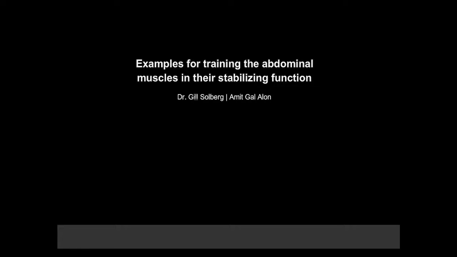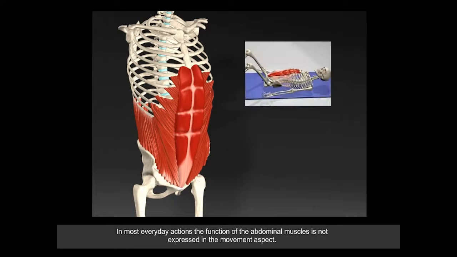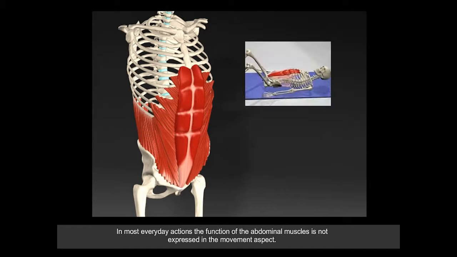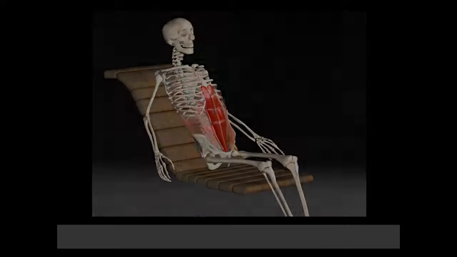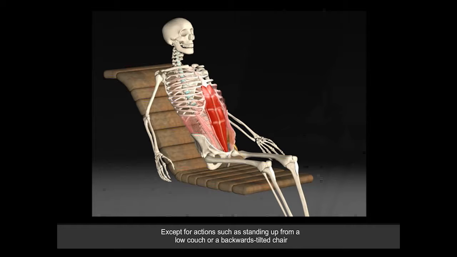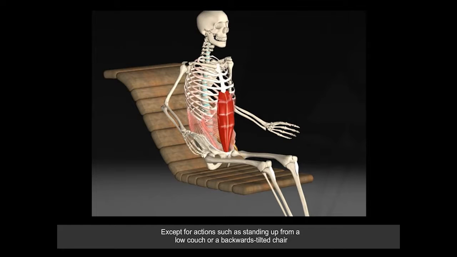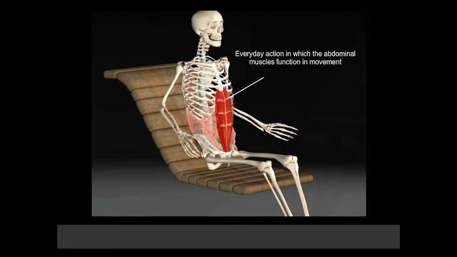Example for training the abdominal muscles in their stabilizing function. In most everyday actions, the function of the abdominal muscles is not expressed in the movement aspect, except for actions such as standing up from a low crouch or a backwards tilted chair. Everyday actions in which the abdominal muscles function in movement.